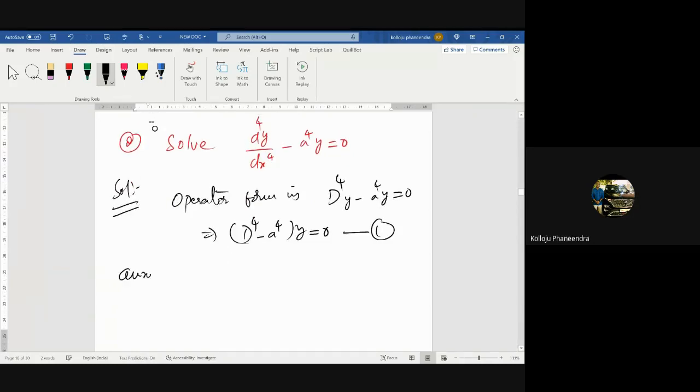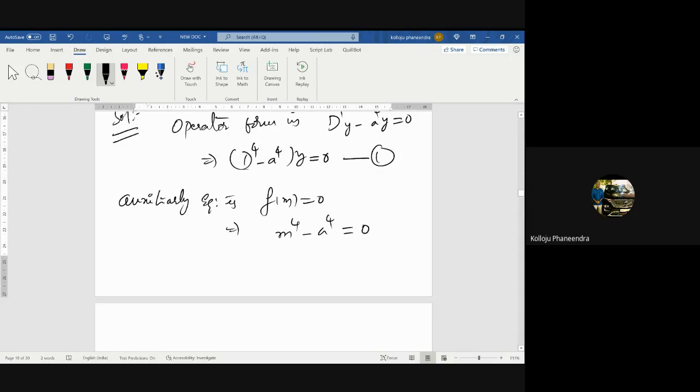What is the auxiliary equation? Auxiliary equation is f of m equal to 0. That is m power 4 minus a power 4 equal to 0. See, all of you, m power 4 minus a power 4, one can take like this also: m power 4 equal to a power 4. So m equal to a. This is wrong. M power 4 minus a power 4 means a fourth degree equation. A fourth degree equation possesses 4 roots. So you have to get 4 roots compulsorily. Okay, so this procedure is wrong.